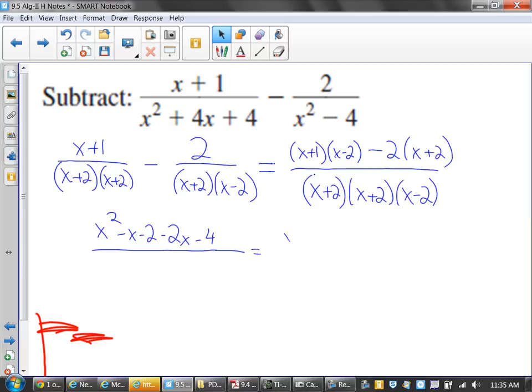So your final answer would be x squared minus 3x minus 6 all over the denominator, and I can't factor my numerator any further. Sometimes you might be able to, sometimes you won't. In this case, there's nothing to multiply to get negative 6 that'll add to get negative 3. Okay. If you want to write it as quantity x plus 2 squared, that's fine. It's not a big deal. It's really not that big of a deal.